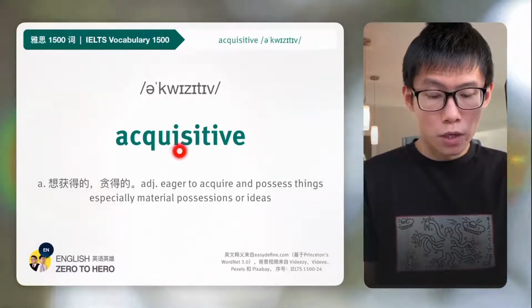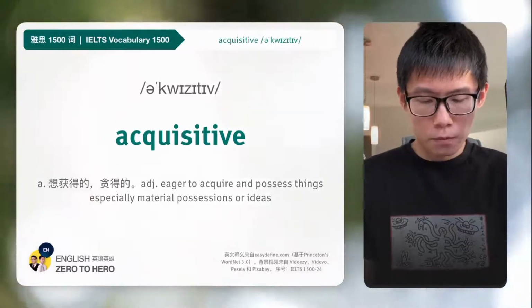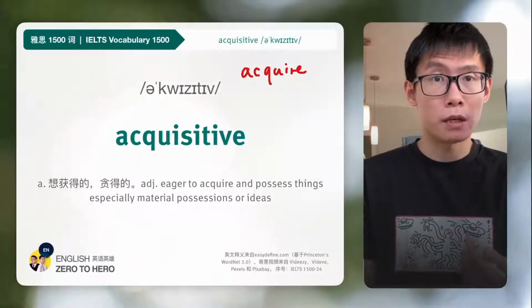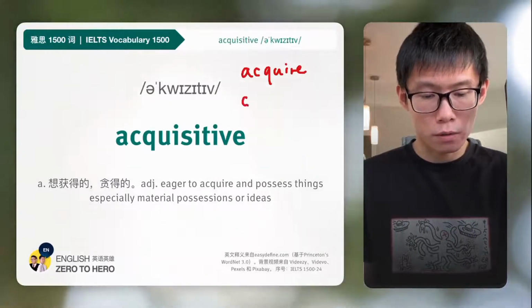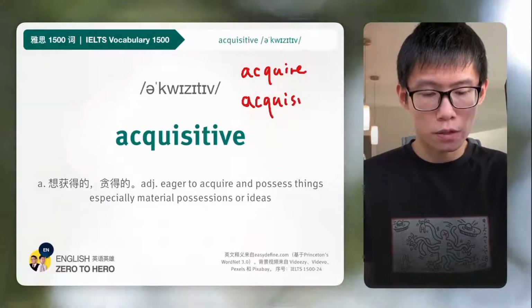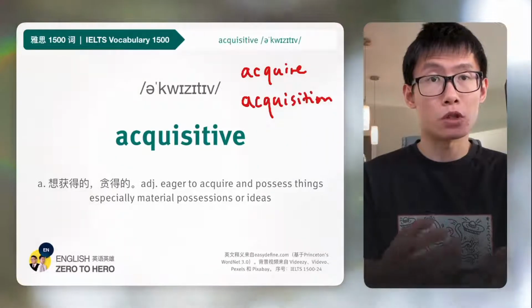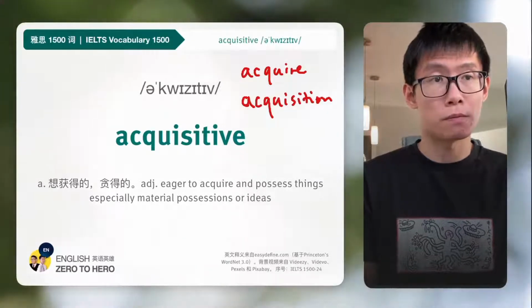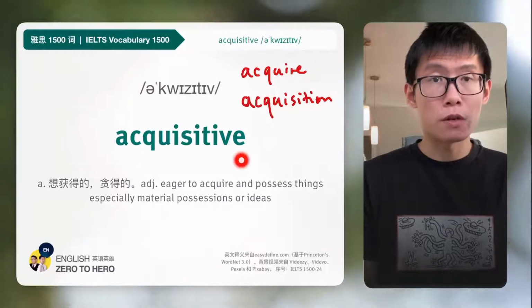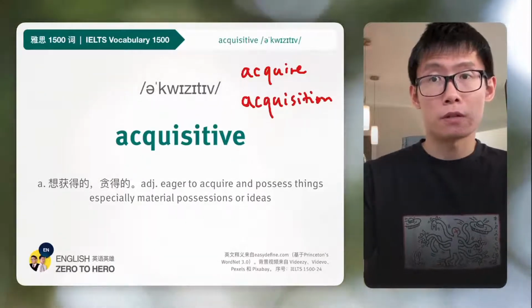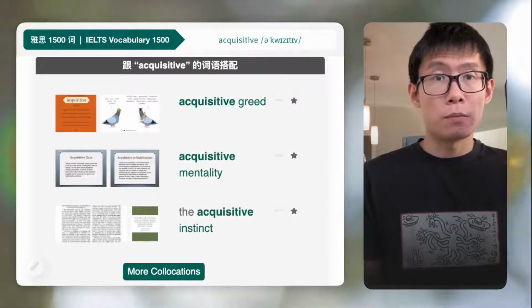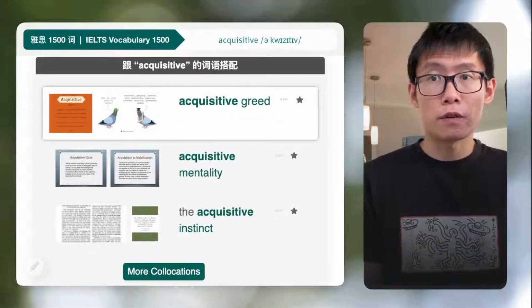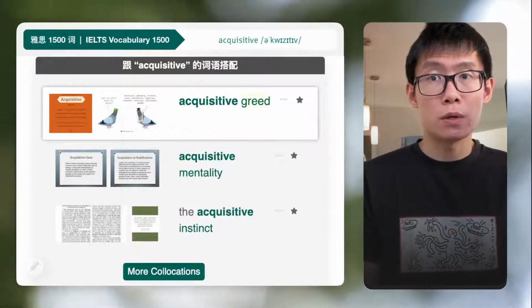The next word is acquisitive. We know the word acquire. It means to get something, to obtain something. We also know acquisition. 比方说公司合并你收购一个公司，这是 acquire 一个公司，或者是 going through acquisition. Acquisitive is the adjective form of that. So, for example, if a person wants a lot of things, that's having acquisitive greed.